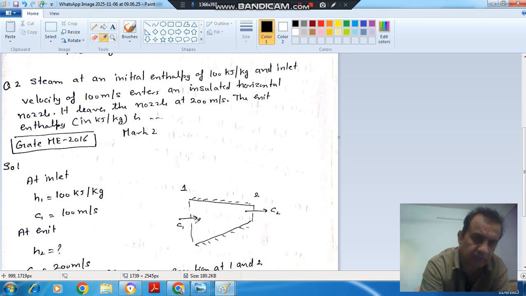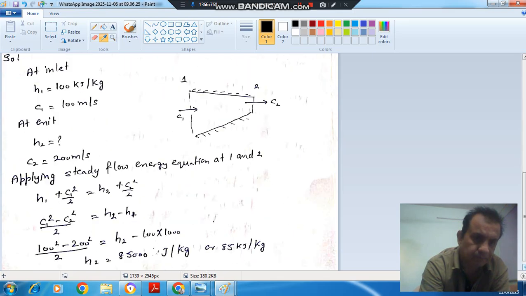Nozzle is adiabatic, so no heat is supplied in the nozzle. So C1 is the velocity at inlet and C2 is the velocity at outlet, and levels are the same at the inlet and outlet, because no description is given about the level. So potential energy will remain the same, no heat supplied, no work done, so the energy equation will reduce to h1 plus C1 square by 2 is equal to h2 plus C2 square by 2. So h2 minus h1 is C1 square minus C2 square by 2, and C1 is velocity at the inlet, that is 100 meter per second.